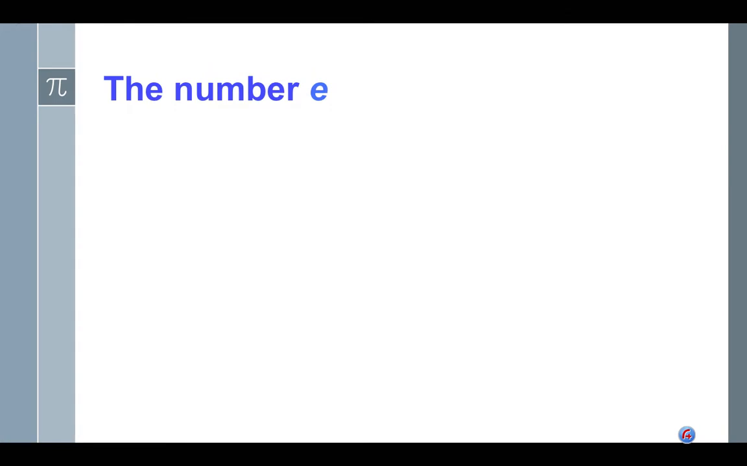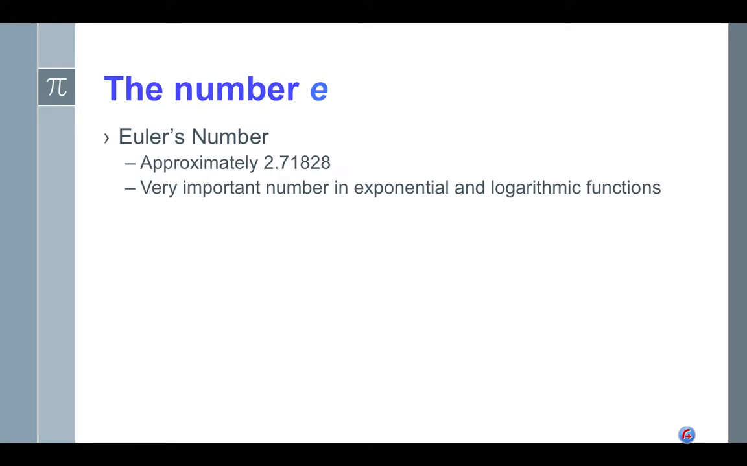The number e is sort of like the number pi, where we have represented a number as a letter. This is Euler's number. It is approximately 2.71828. And this actually ends up being a very important number in our study of exponential and logarithmic functions. Today we're going to be looking at it as a number and as part of the exponential side. And later, obviously, we will learn about the logarithmic side of it.